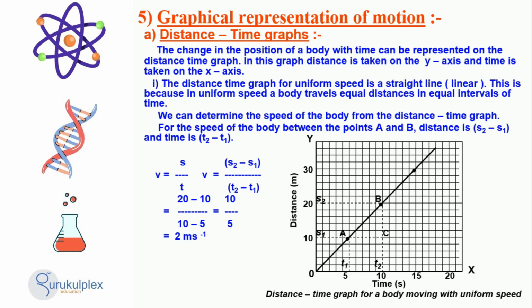The equation v = (s2 − s1)/(t2 − t1) can be used to measure the speed of the object from the distance-time graph. Through the distance-time graph, it is possible to analyze the motion of a body conveniently.